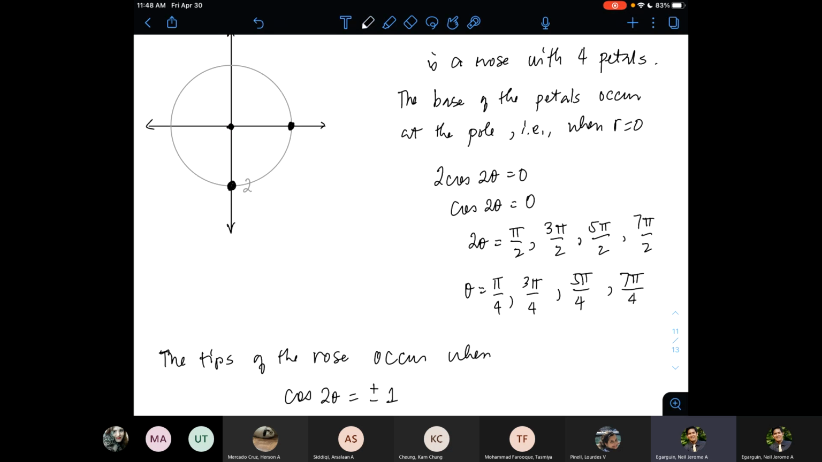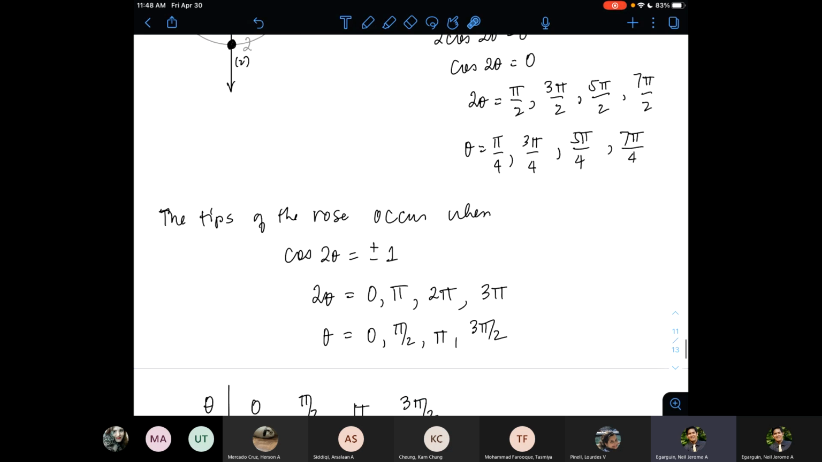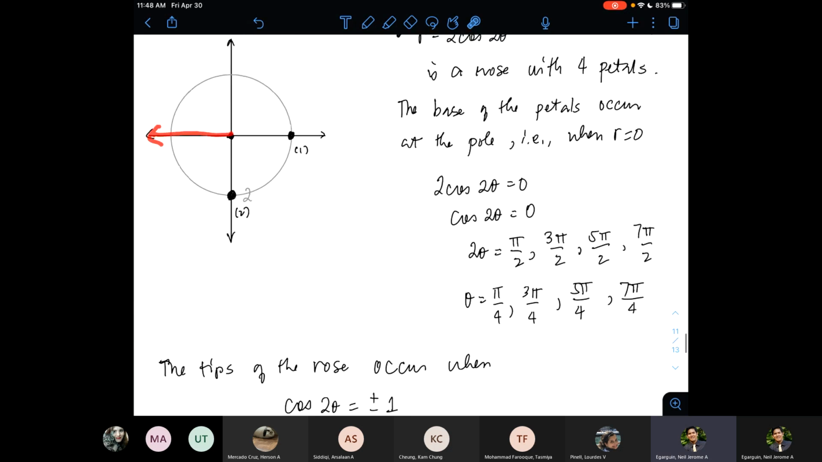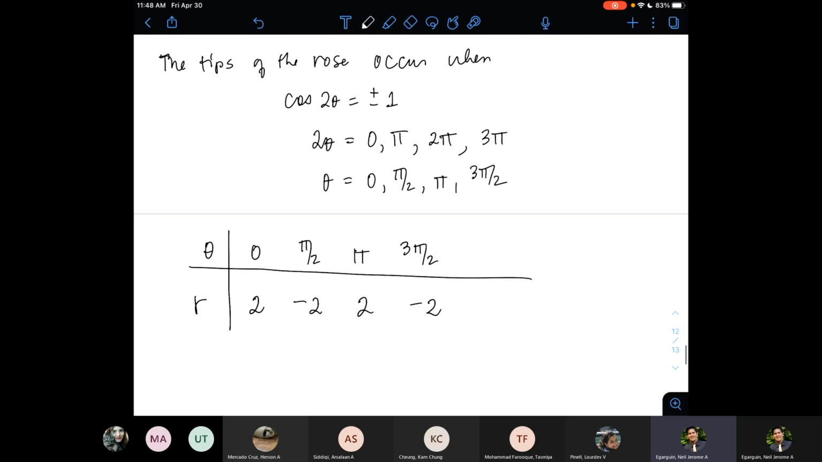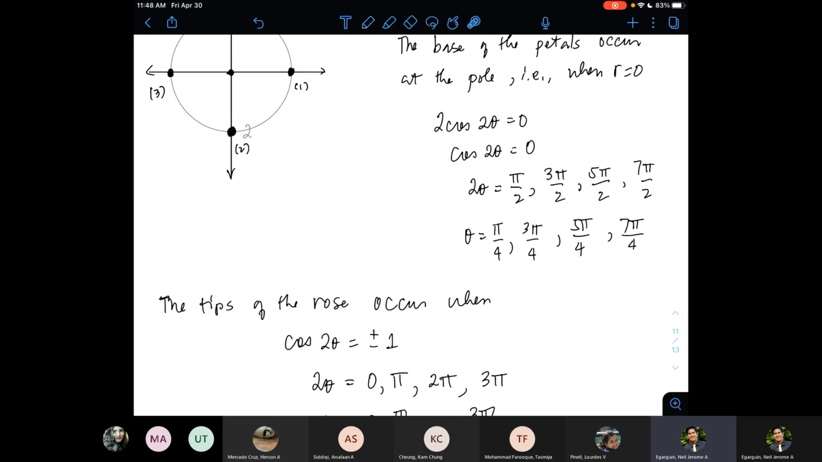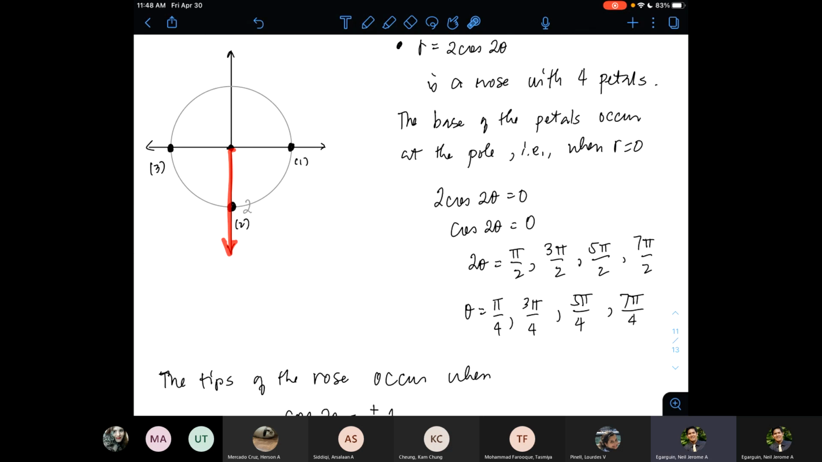So this is my second point. Maybe I'll label it first point, second point. And then at pi, the r value is 2, so this would be my third point. And my fourth point would be when theta is 3 pi over 2, which is here. But the r value is negative 2, so I need to plot it in the opposite direction. So I'll have the point there. All right. And then we need to trace this accordingly.